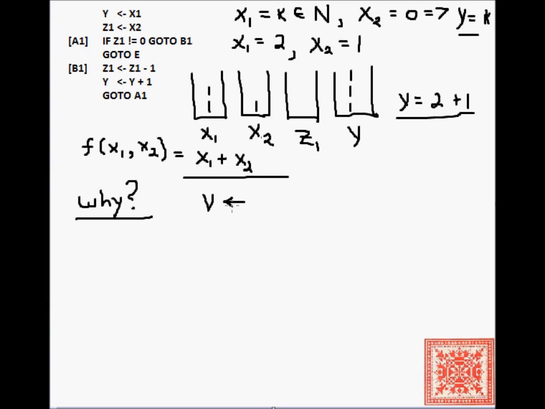So this can be a foundation of the macro V arrow, where V is assigned the value of V1 plus V2, for some variables V1 and V2.